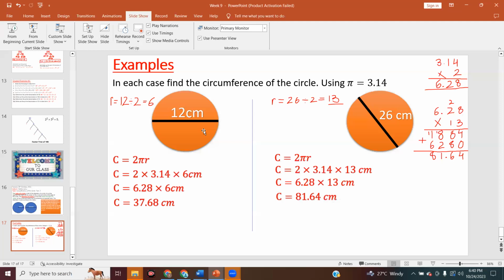Good. So remember, if you're doing the diameter, you have to divide it by 2. You can't just put it there. If you are doing the radius, you don't need to divide it by 2. You can just use the radius just like that. But if you're using the diameter, then obviously you have to divide it by 2.